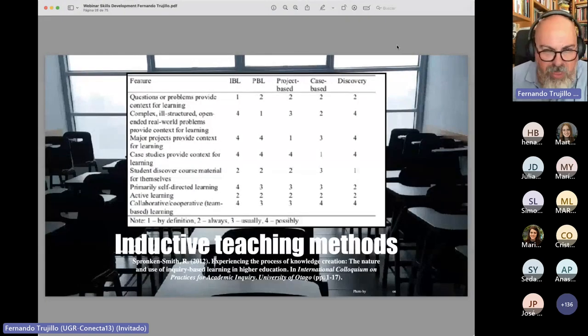Let's go through some of them, only some of them, those who are under the umbrella term of inductive teaching methods. Inductive teaching methods normally start from a question or a problem, which is settled within a context, and they create a real game, but with complex and open-ended real-world problems. And they offer a context for the learner to understand the problem. And in that context, students must self-direct, must be proactive, must collaborate, must cooperate with other students. And the possibilities are many in this context.